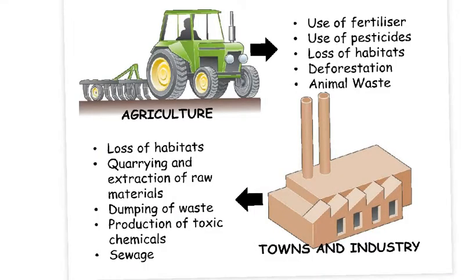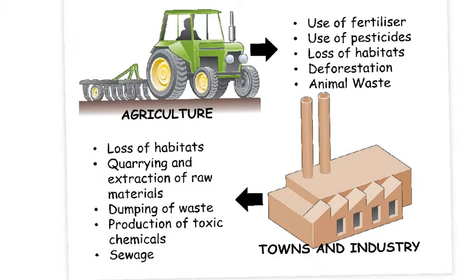We can divide the causes of pollution into two main areas: agriculture and towns and industry. In agriculture, the things that cause pollution and damage the environment include the use of fertiliser, the use of chemicals such as pesticides, loss of habitats to make room for farmland, deforestation, and the production of huge amounts of animal waste.